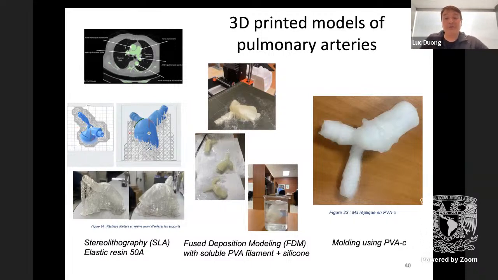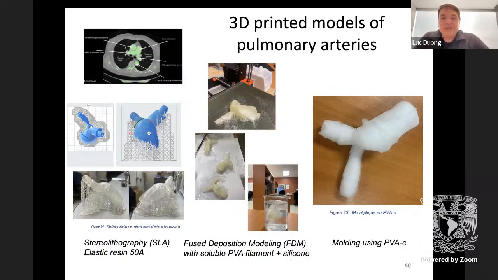For the 3D printing, we used a Formlabs printer for elastic resin, a little bit like the one you see here, and this is the example you have on the left. We basically just took an STL file of the pulmonary artery, sent it to the printer, and it printed a copy for us.